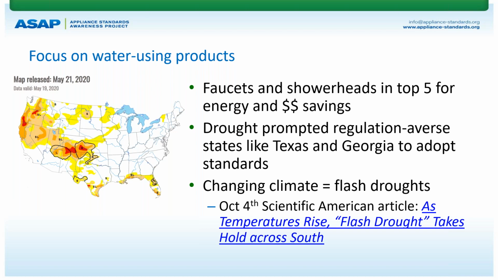Water efficiency is also less of a partisan issue in many states, and this is demonstrated by the fact that drought has prompted conservative Texas and Georgia to adopt standards in the last decade. Drought isn't a temporary thing anymore either, especially in the West. Drought is becoming an endemic and persistent threat for many states, and even in the wetter Southeast, flash droughts are threatening overtaxed riverbeds that feed old and populated metropolitan areas.